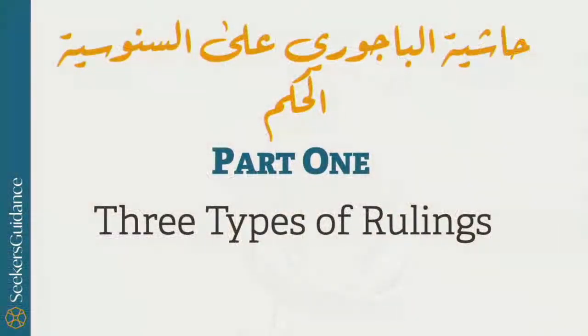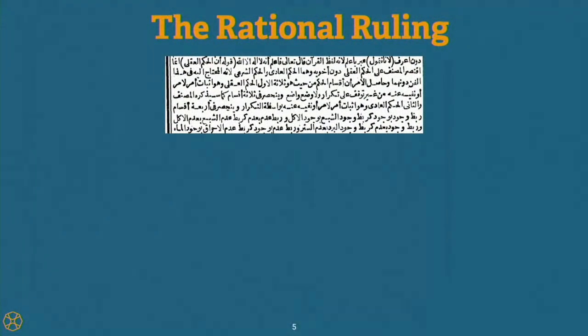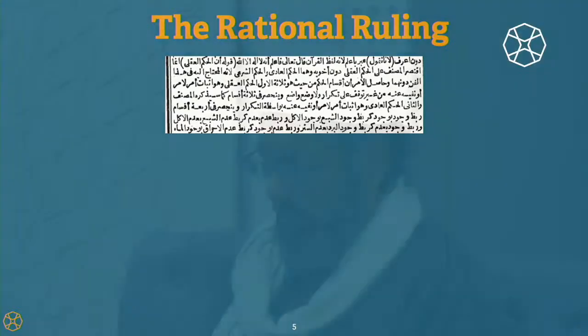Today we're going to begin by looking at the three types of ruling, right? فقال الإمام al-Sanusi رحمه الله تعالى أن الحكم العقلي ينحصر في ثلاثة أقسام, right? So he says, and know that the rational ruling is divided into three types.